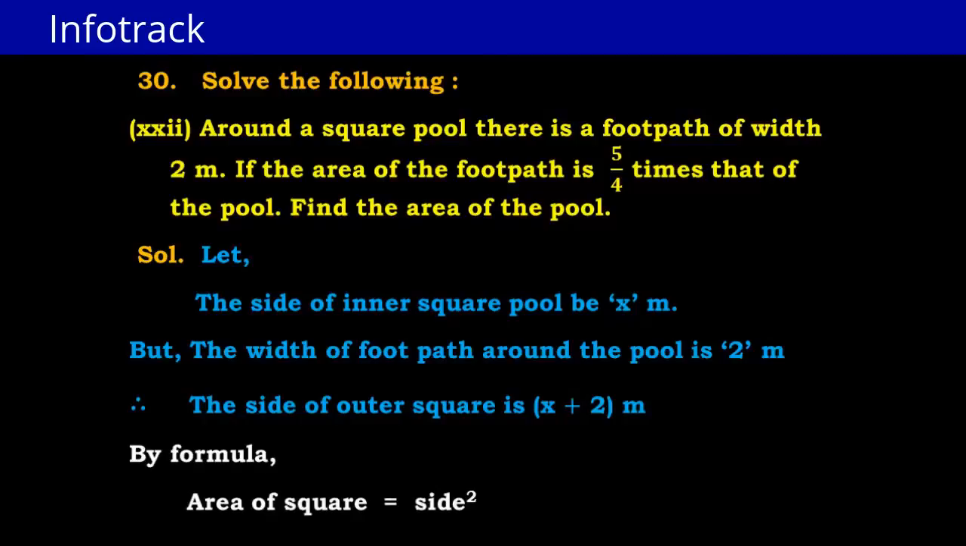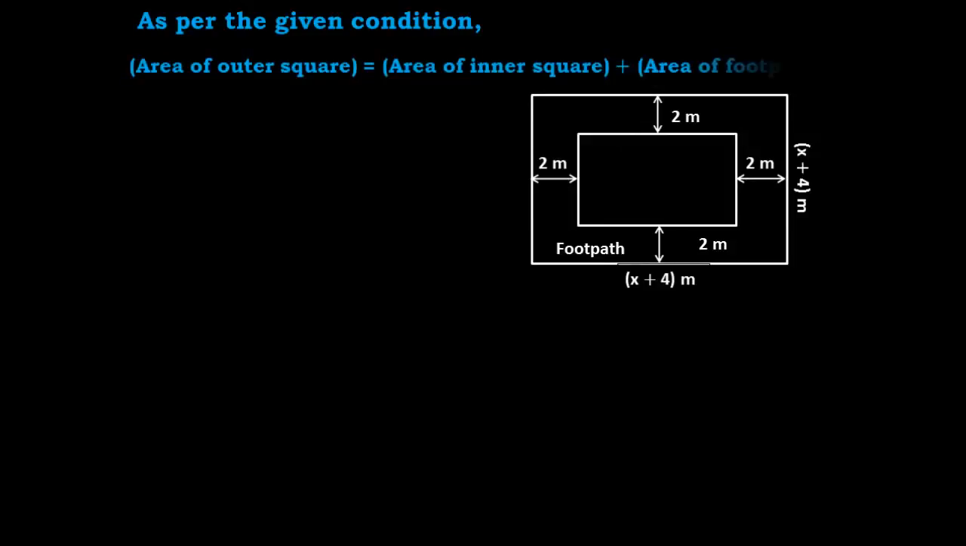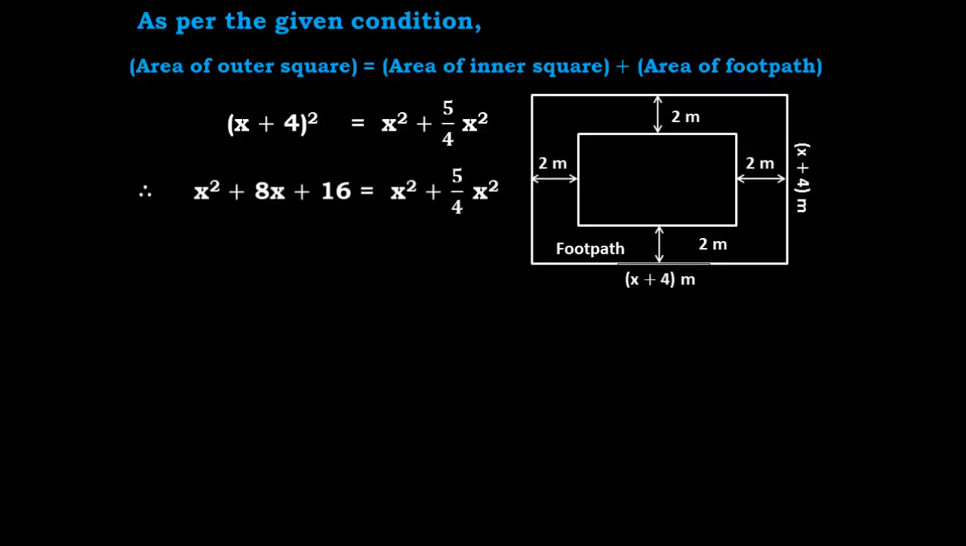Now see, student, as per the given condition, area of the outer square equals area of the inner square plus area of the footpath. So area of the outer square will become (x + 4)². Area of the footpath is 5 by 4 times area of the inner square, that is 5/4 x². So at RHS you will get x² + 5/4 x². Now we can solve this. x² + 8x + 16 equals x² + 5/4 x². x² gets cancelled. 8x + 16 equals 5/4 x², multiplying throughout by 4.